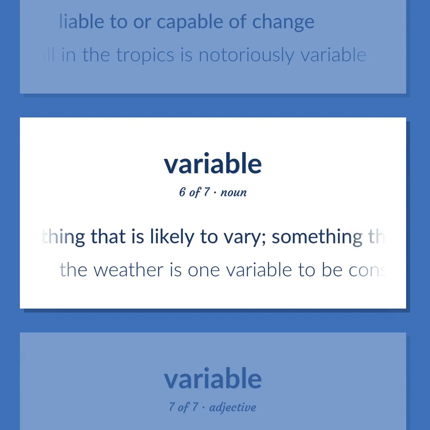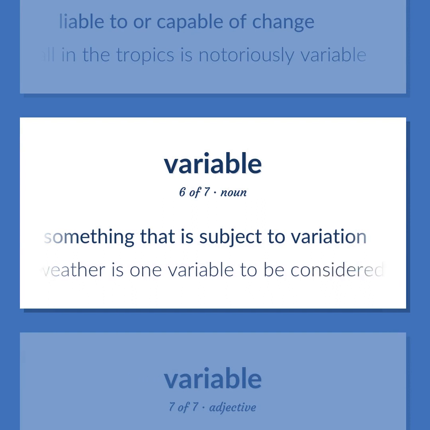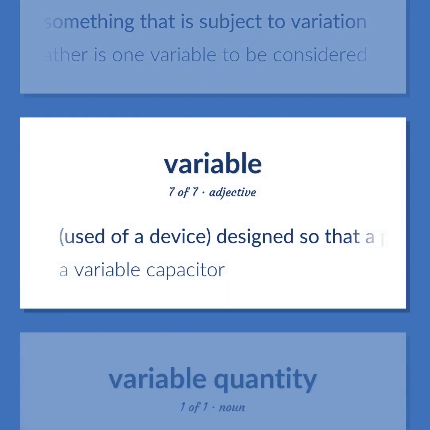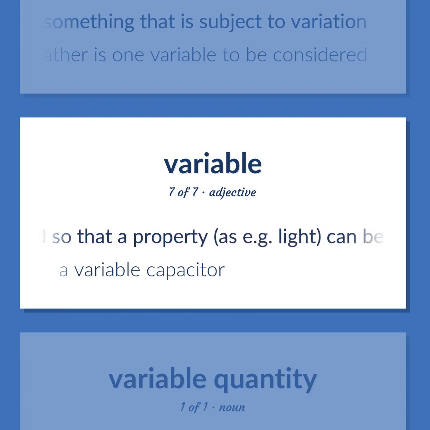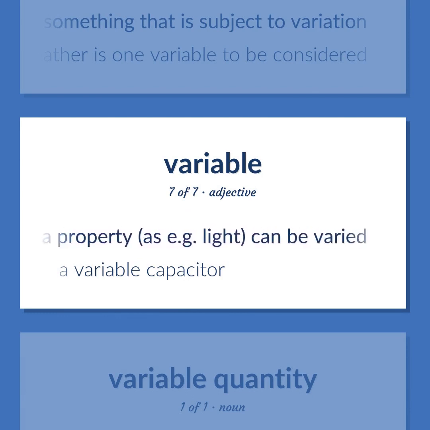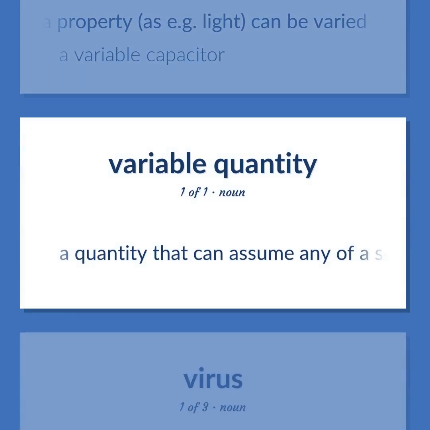Something that is likely to vary. Something that is subject to variation. The weather is one variable to be considered. Used of a device, designed so that a property, as e.g. light, can be varied. A variable capacitor. A quantity that can assume any of a set of values.